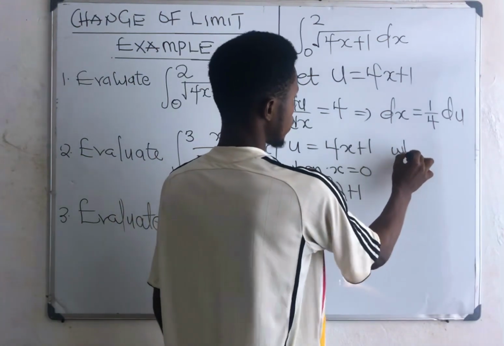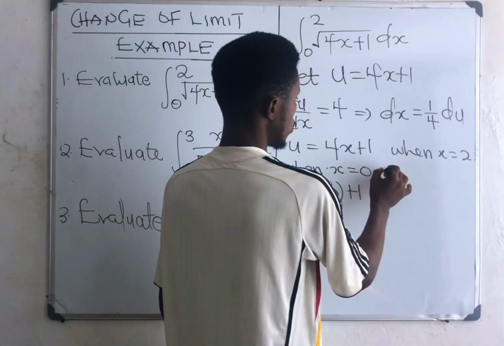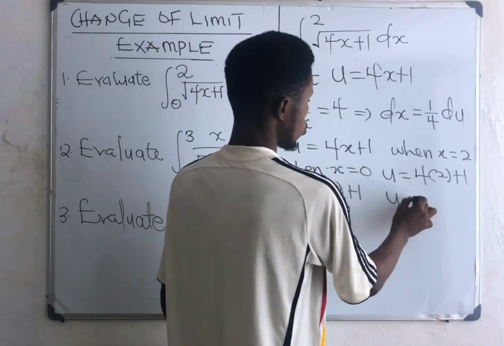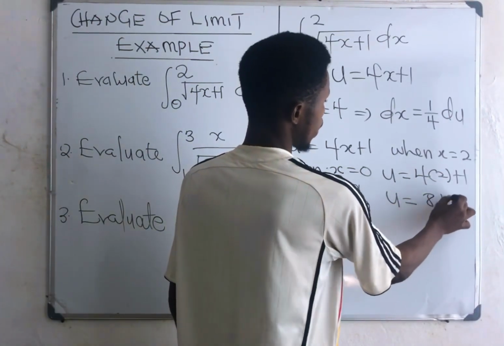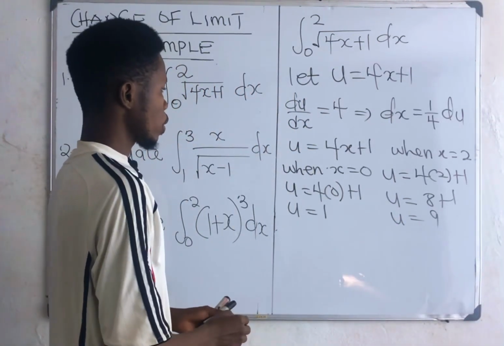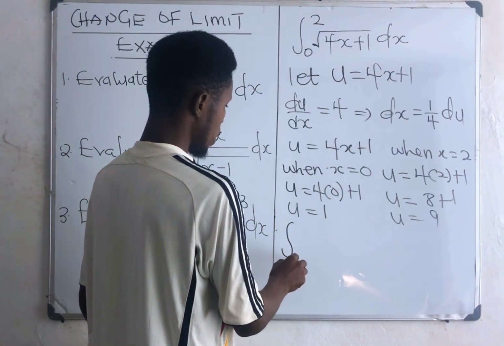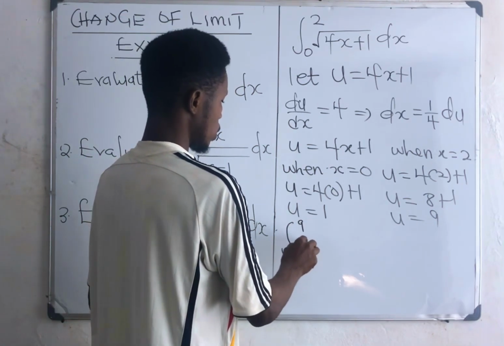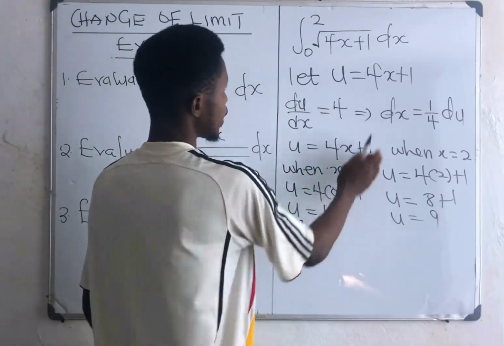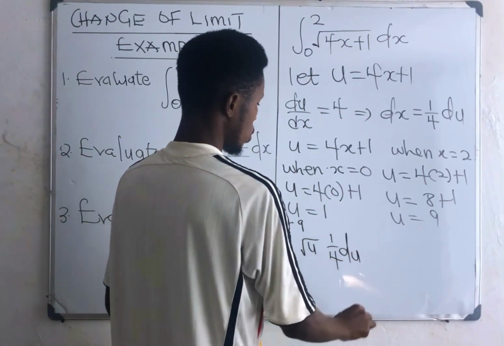Then when x equals 2, what do you get? u equals 4 multiplied by 2 plus 1, so u equals 8 plus 1. u is equal to 9. Is that okay? So when I come back to this place, my new limit becomes 1 to 9, square root of u. Now the square root under it is u, and this dx is now 1 over 4 du.